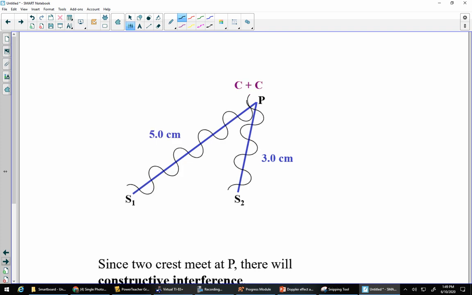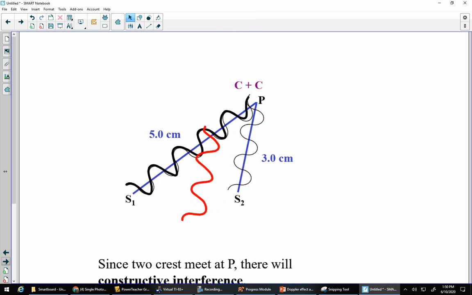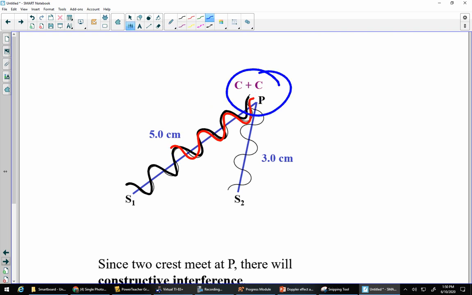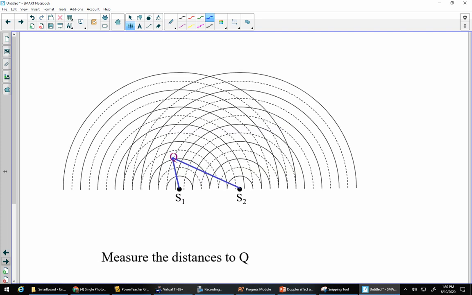So I've got five wavelengths and I've got three wavelengths. Actually, I want to do that one in a different color, and I've got three wavelengths looking like this. Now, if I were to take this wavelength and rotate it a little bit and line it up, one of them had to travel a little bit further. The angle doesn't matter very much, but notice what we've got here. We've got a crest plus a crest. Perfect. So that is constructive interference.